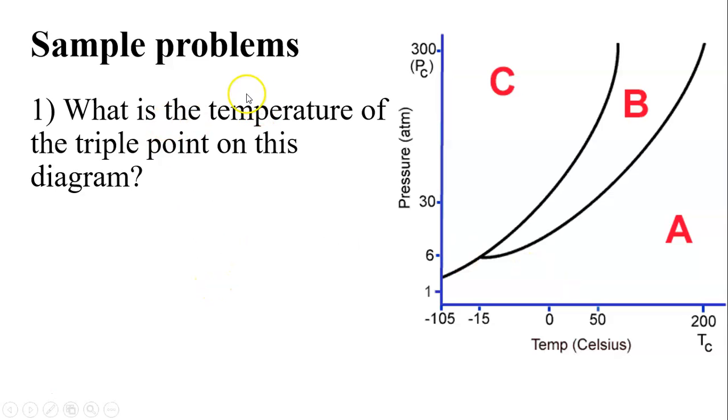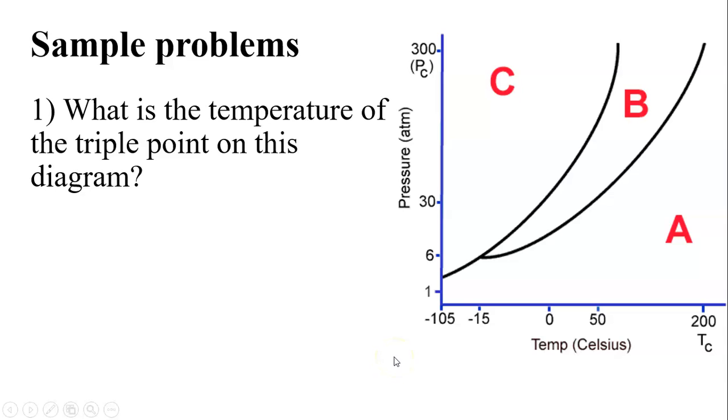So we're going to do a couple problems using our phase diagram. Remember, C is gas, C is solid, B is liquid, A is a gas. Here's our temperature on the bottom, and here's pressure up the side.